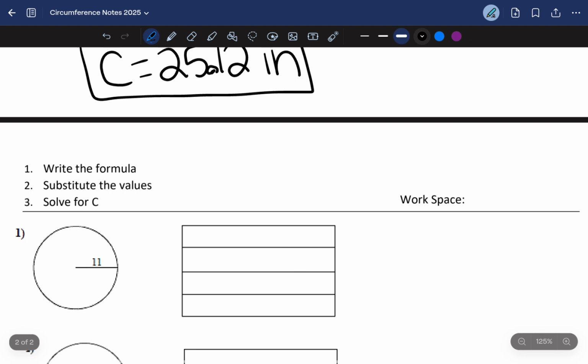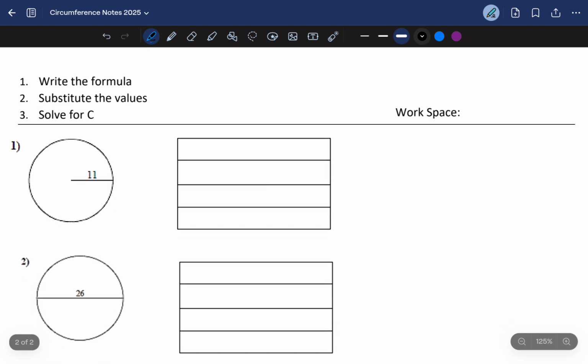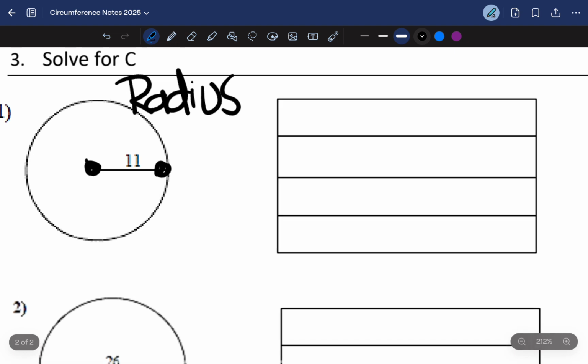Okay, flip your paper over. Let's take a look. So it tells us step 1, write the formula. Step 2, substitute the values. Step 3, solve for C. So let's do 1 and 2 together. All right, so if I look at 1, I notice that I have a measurement of 11. And this 11 goes from the center to the edge of the circle, so that tells me that this is radius. So I'm going to use my radius formula, which, you know what, let's go ahead and practice doing this real quick. So I'm going to write R equals and D equals.